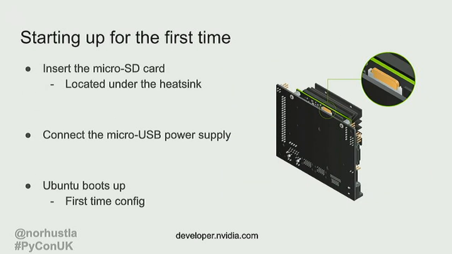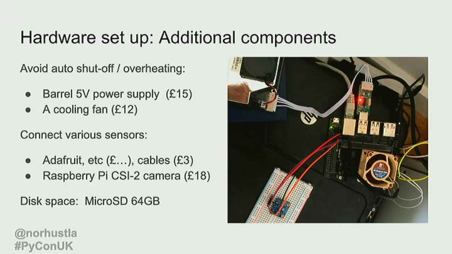So I'll skip forwards a bit, just saying what you have to do when you set up. You need to flash a micro SD card, which is under the heatsink. You can load up Ubuntu. You're going to have to buy some additional components, so it's not just £95. You end up buying a cooling fan because the heatsink gets very hot, as you can imagine. If you're doing a home project, you're going to buy a load of sensors, and you might want to shell out on a Raspberry Pi camera. So I've included one here. And you probably want to upgrade your micro SD to about 64 gigabytes to be sensible.